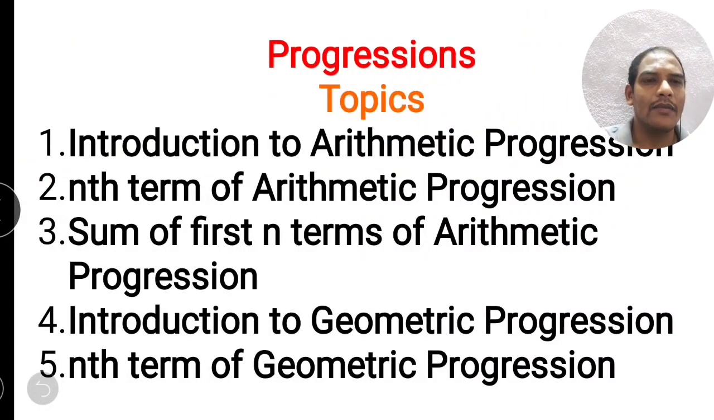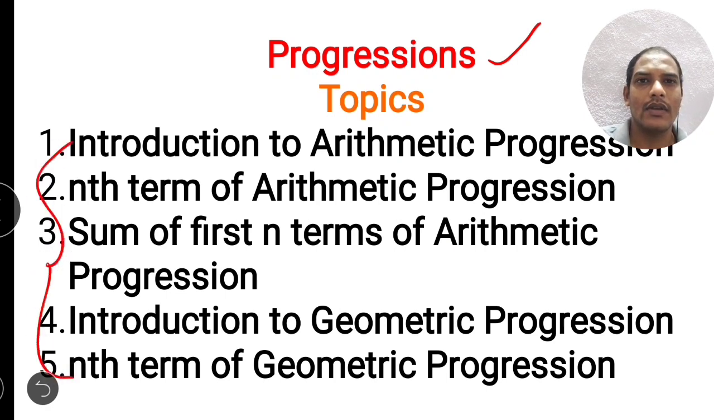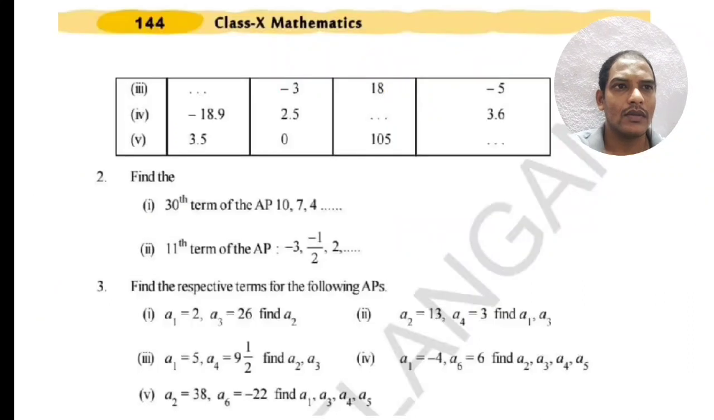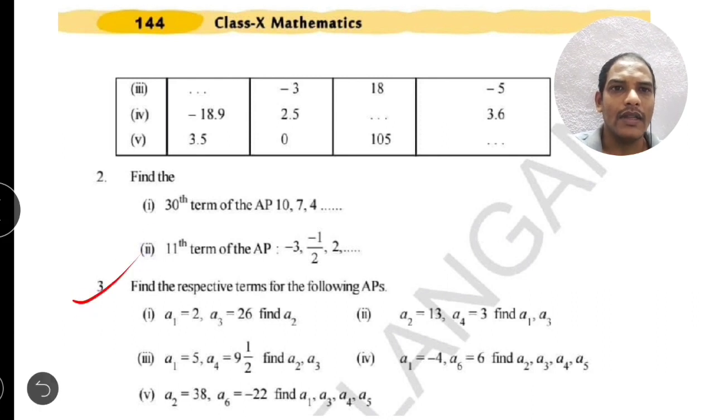Students, we are learning the progression chapter. In this chapter there are a total of 5 topics. Presently we are learning the second topic, that is nth term of arithmetic progression. So let us learn some more problems related to this topic in this class. Here the second bit is already completed. Coming to the third bit, find the respective terms for the following APs. First question, A1 equals 2, A3 equals 26, find A2.